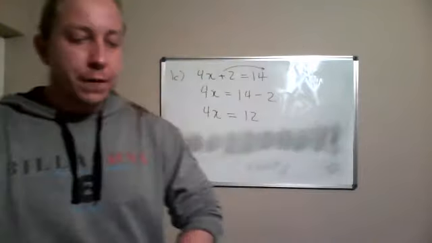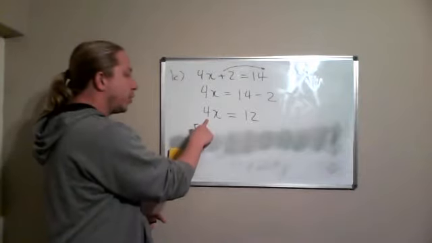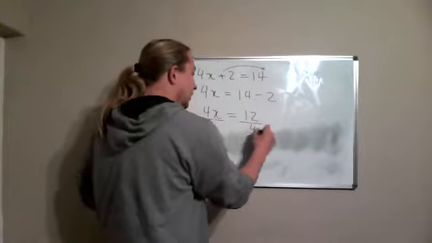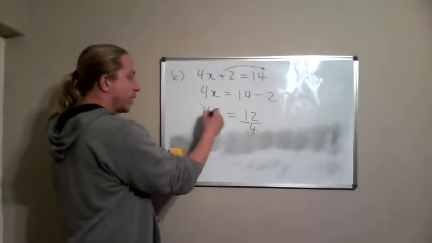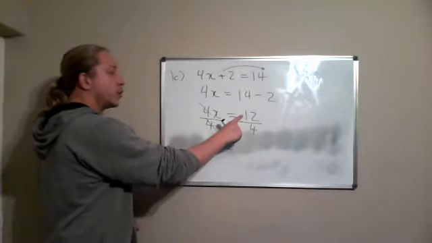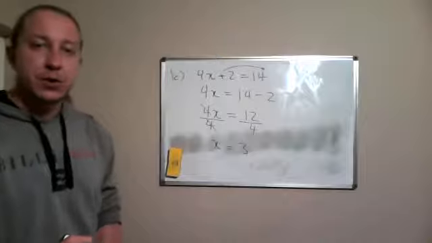Step 3, divide both sides of the equation by the coefficient of the variable term. Coefficient of the variable term is 4. Divide both sides by 4 and simplify. 4 over 4 cancels, which will leave us with the x, which equals 12 over 4, which is 3. Okay, x equals 3.